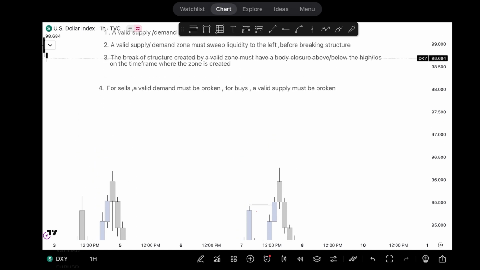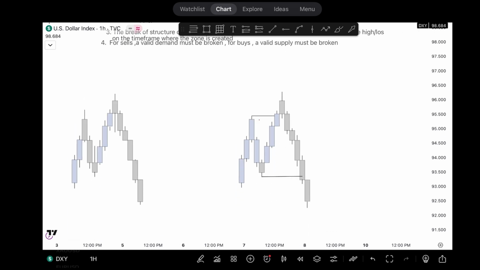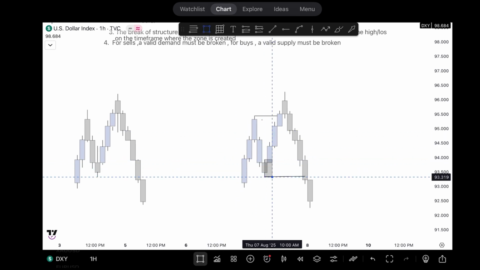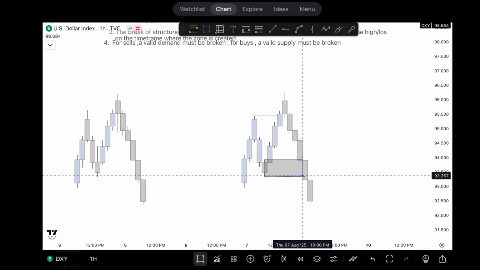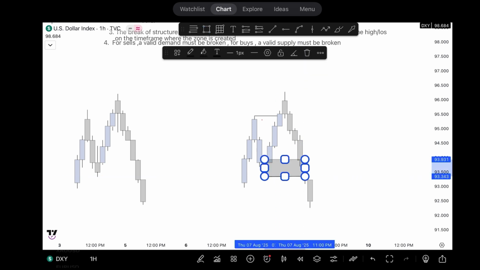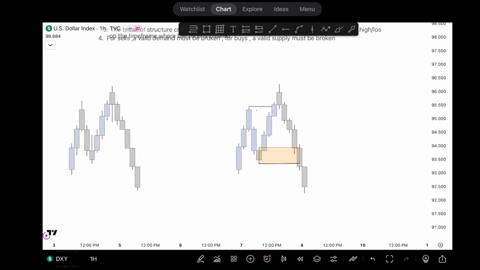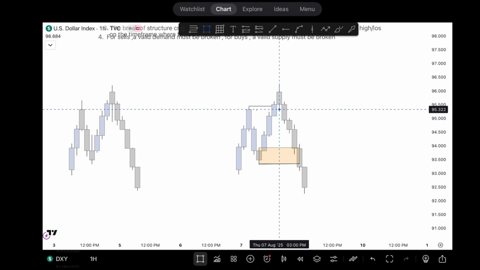And the last rule says, for a sell, a valid demand must be broken, and for a buy, a valid supply must be broken. Where's the valid demand? This is a supply schematic, right? So where's the valid demand right here? This is a valid demand, the zone that was fresh, that was unmitigated. See what happened to it. It was broken. Let me use red. Okay, can you see? It was broken. So this is all we need to know if this is going to hold.